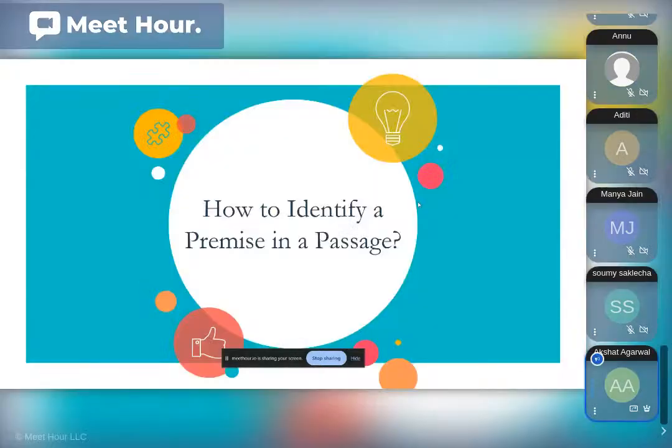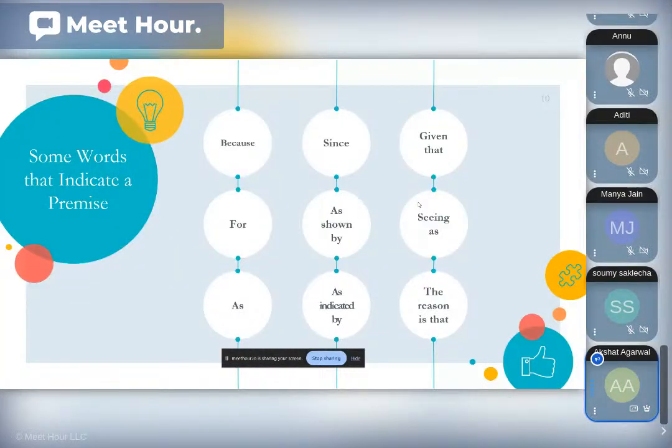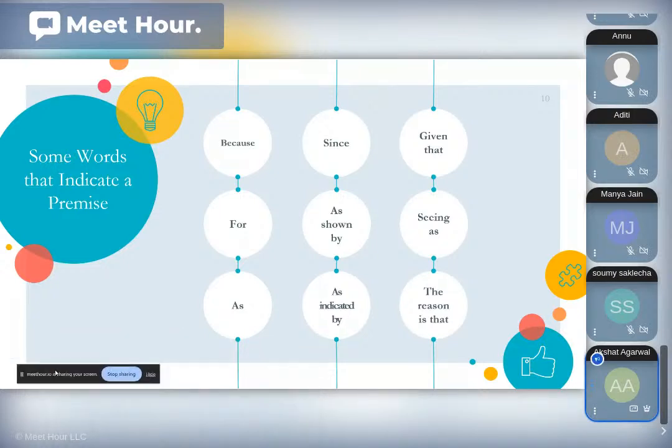So what we're going to do now is give you a couple of tricks to identify premises, right? If you spot these words, then the sentence which follows may most likely be a premise. The reason is that these kinds of words indicate some sort of facts, some sort of opinions. So let's say the word because: XYZ happened, that's why I'm saying this. Simple things like that, right?